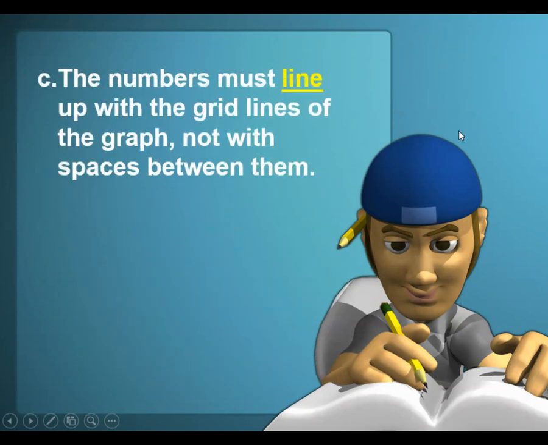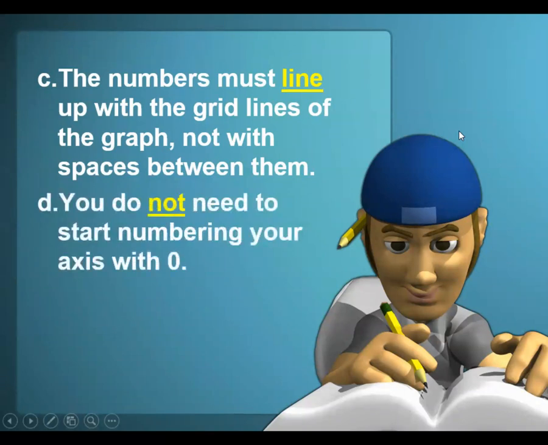The numbers have to line up with the grid lines of the graph, not the spaces between them, unless it's a bar graph. If we're doing a line graph, then they'll usually tell you, do a line graph, do a bar graph. But if you're doing a bar graph, then the numbers go in the columns. But if it's a line graph, you have to be even with the lines of the grid that they give you.